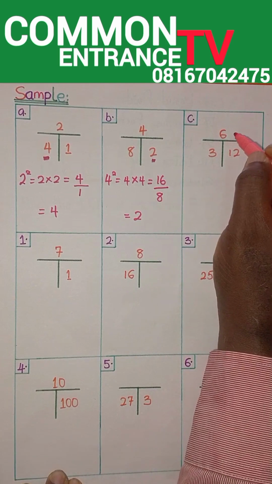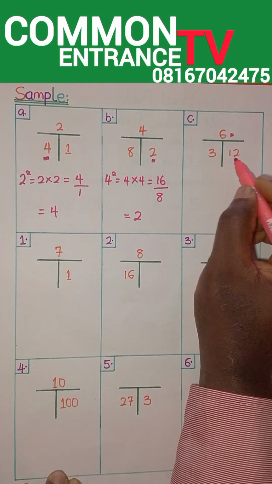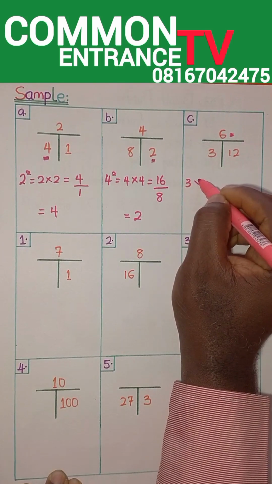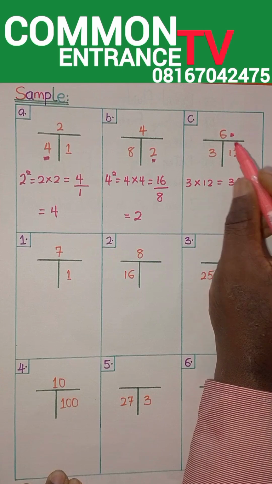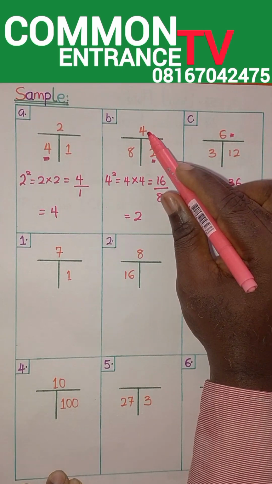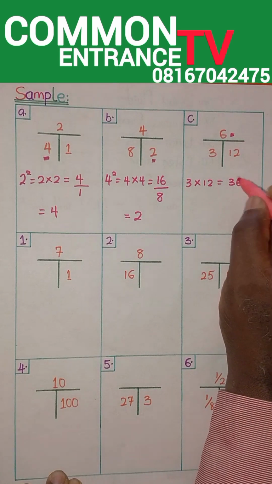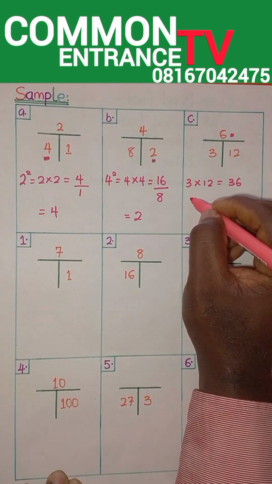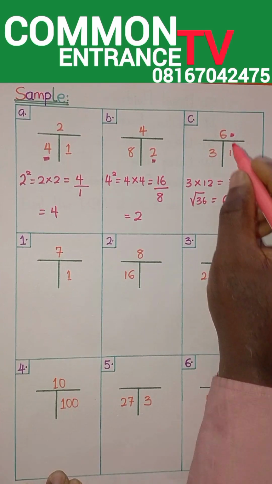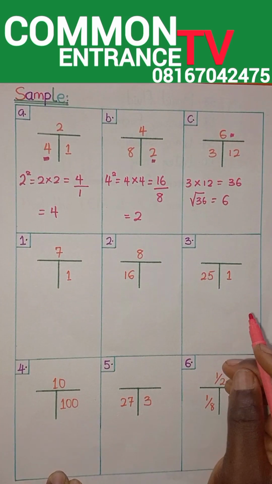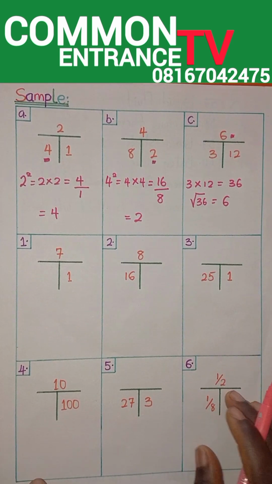Now, what if we're looking for the number at the top? What we do is we multiply these two numbers, which is 3 times 12 will give us 36. And then, since usually we find the square of these numbers, if we're looking for the number at the top, we'll find the square root of the product of these two numbers. So the square root of 36 will give us 6, and that is this number at the top. So with these samples, we can attempt all of these questions.